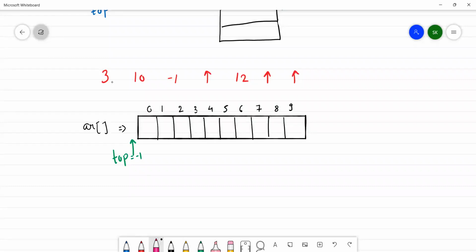What will you be doing? How will you insert it? We have to move the pointer to 0 and then insert it, right? So it can be written as array of ++top equals 3. The top will get incremented first and then the value is assigned. Will it work?